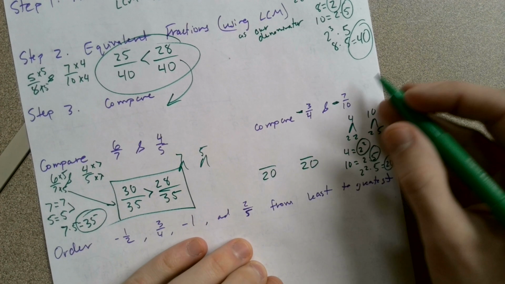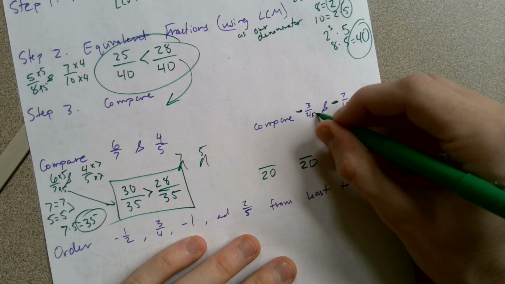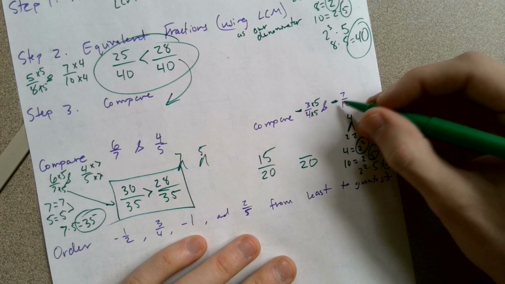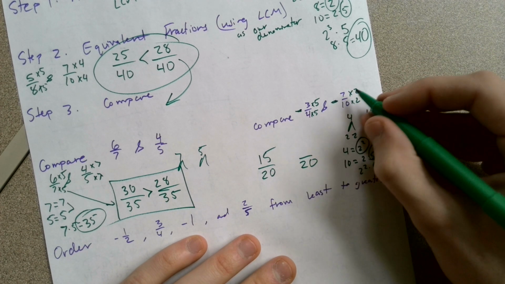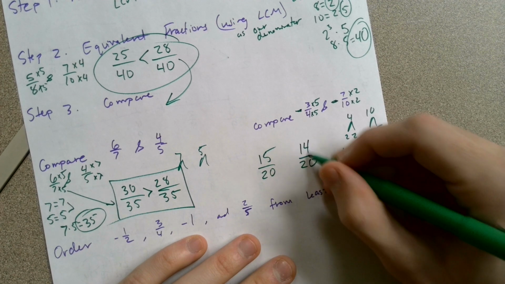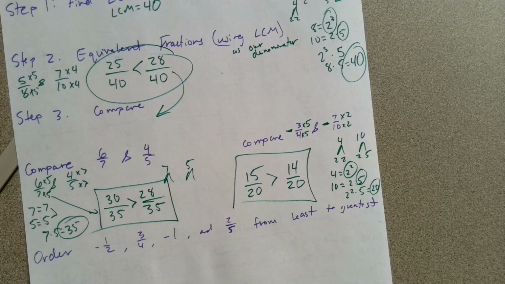Okay. Next, we have to set these equal to each other. How do we get from 4 to 20? Times by 5 on top and bottom. That's going to put 15 on top. How do we get from 10 to 20? Multiply by 2. Notice it's different for each. That's going to be 14. Ooh, this one is just a little bit bigger. 15 over 20 is just a little bit bigger than 14 over 20.